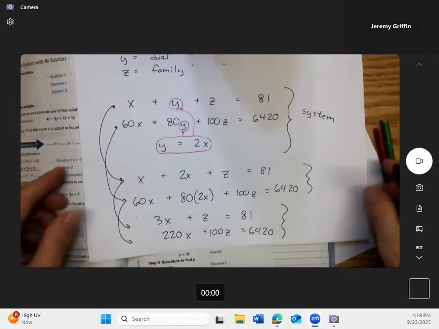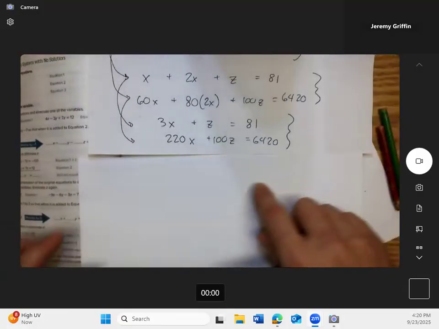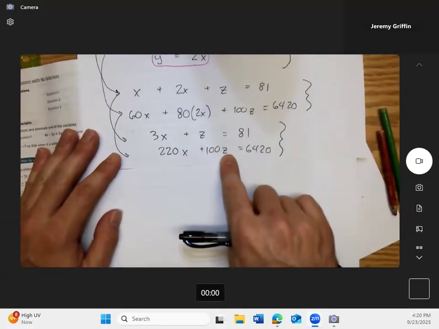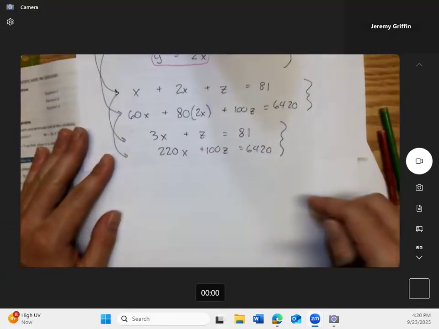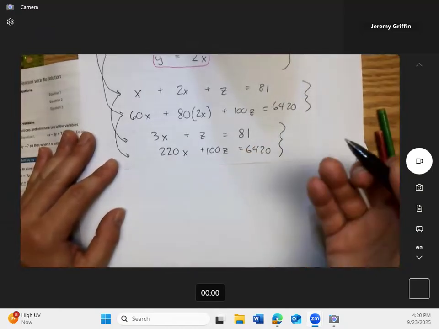Now, how do I want to finish this off? I could use substitution or elimination. Right? Like substitution, I could solve for the z, for example. That'd be 81 minus 3x. I could sub that here and get x, and then everything else would fall like a chain of dominoes. Right? You know, I have not used elimination yet. So let me do elimination just to change it up a little bit.